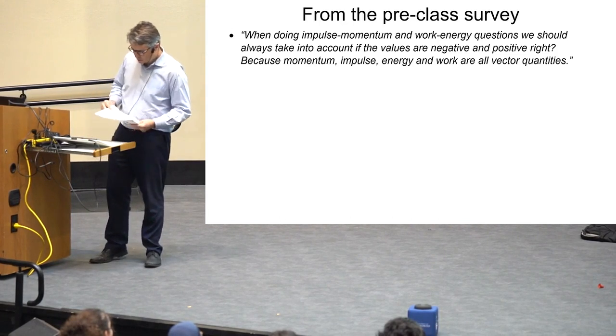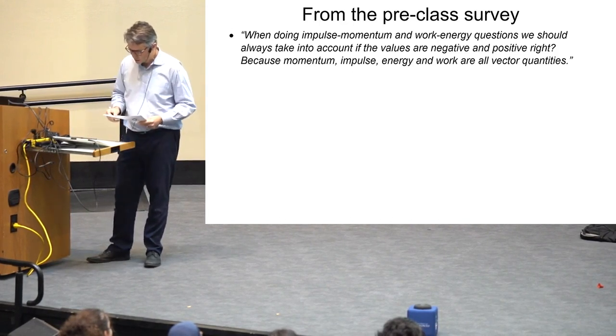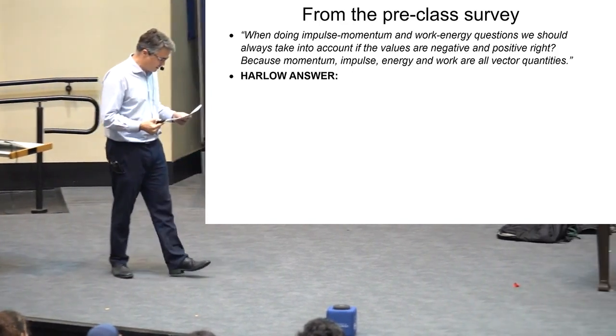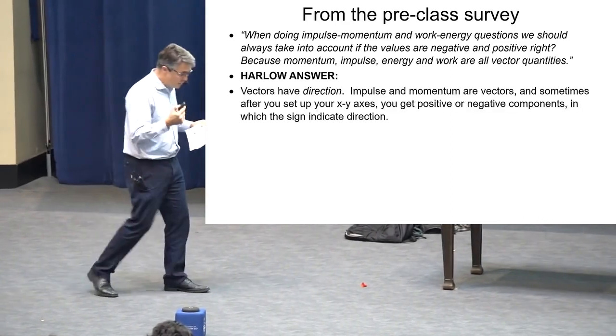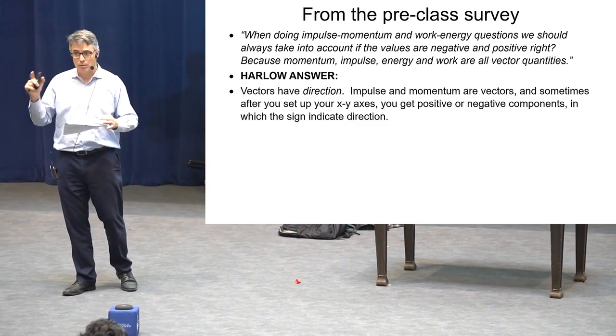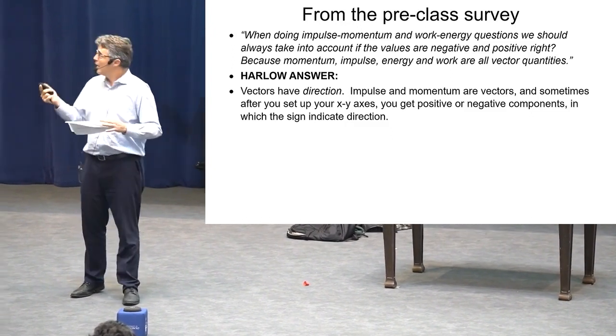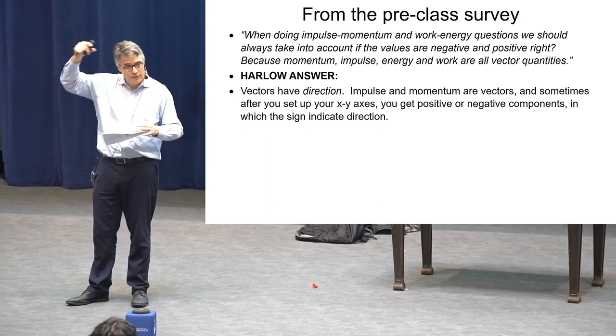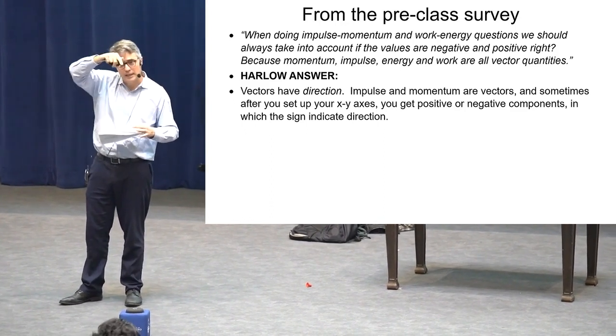When doing impulse, momentum, and work energy questions, we should always take into account the values are negative and positive because they're vector quantities. So this is a bit of a mixed up question, so I want to straighten this out. Vectors have direction. And impulse and momentum are vectors. So when you set up your XY axes, the components, if they're positive or negative, are indicating direction.